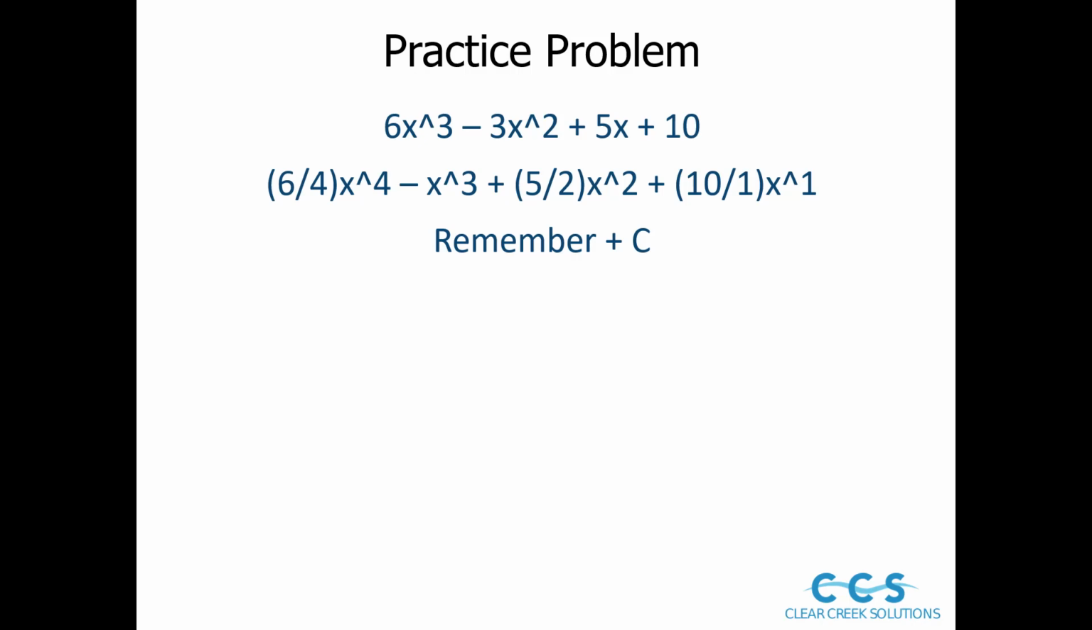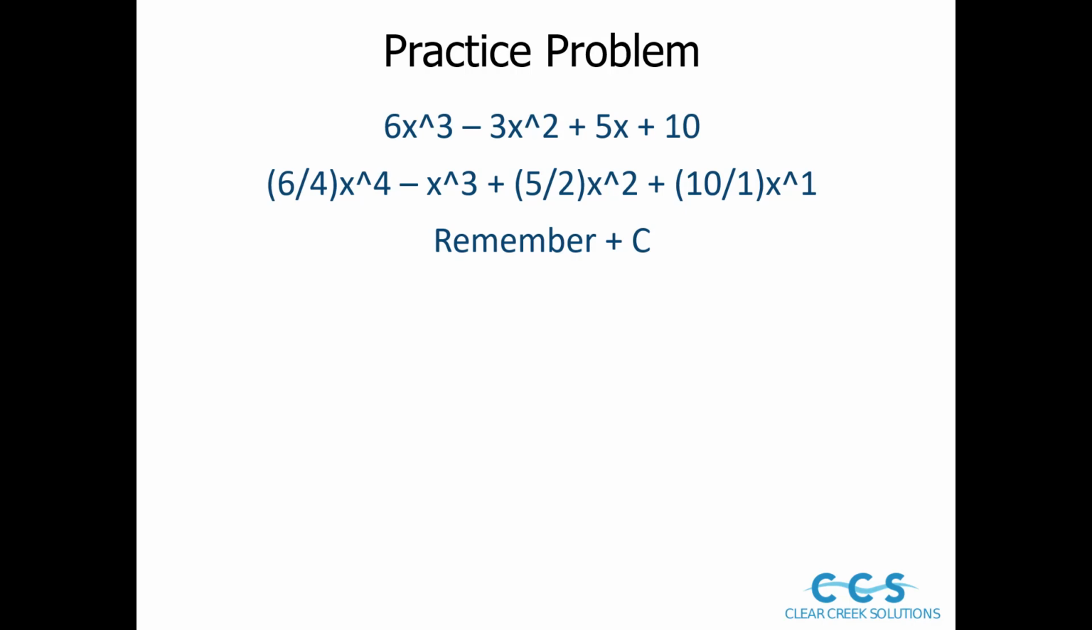This is a pretty straightforward integral. You're going to add 1 to the power, so 3 plus 1 equals 4, and then you're going to divide by that new power. We're going to do that across all the terms here. So now we have x to the fourth, since we added 1 to the power, and then we divide the 6 by 4. Same thing for the squared term: it adds 1, so we have a 3, and 3 divided by 3 is 1. Then 5 halves x squared, plus 10 over 1, which will just be 10x raised to the first power.